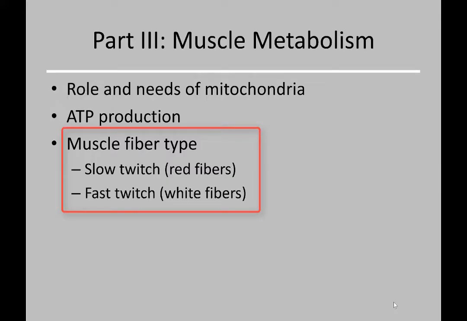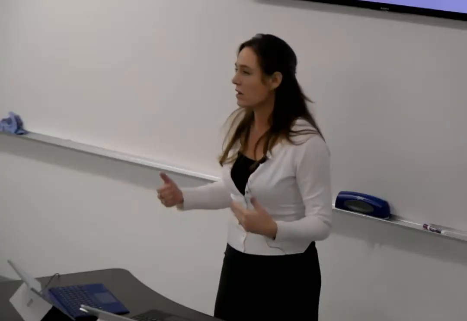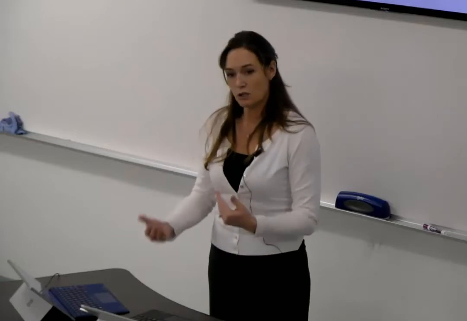Fast twitch fibers, they're the ones that will enlarge with hypertrophy, with strength. So the more force that you put on it, the more that it will accommodate that force by making more actin and myosin, so it can be stronger. But fast twitch are also quick, and so they respond to rapid movements.